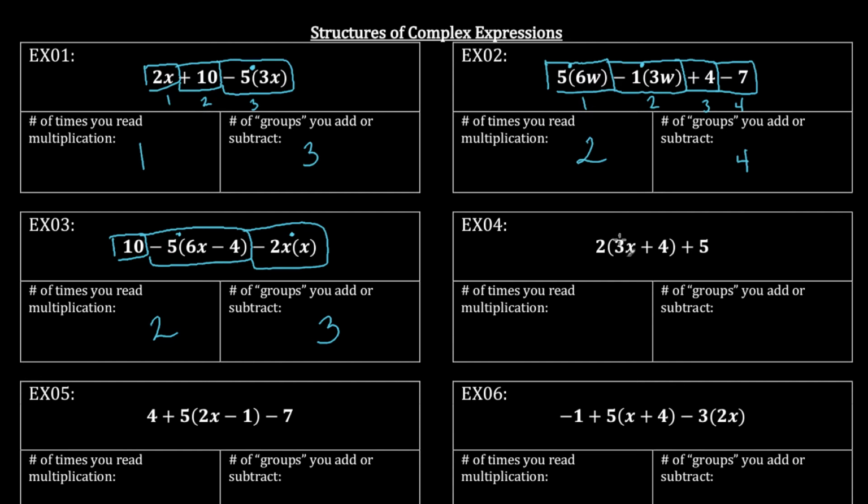Example number 4. 2 times 3x plus 4 plus 5. So that's the only time I read multiplication. Now, I start off with 2, and I multiply by 3x plus 4. Remember that 3x plus 4 is together, and is part of this multiplication. But then I add, so I stop there, 5. So I have 2 groups.